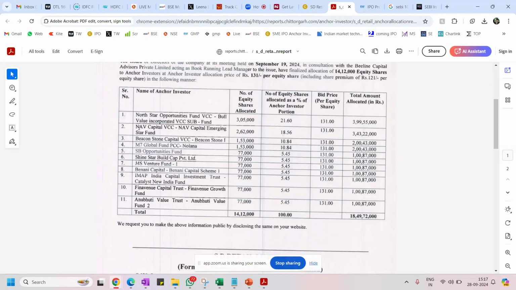Many of the others are, let's say, you and I can also participate, and we can give a name like this, FinaVenue or IMAP or Benani Capital, for example. Even though it's their name, in the end, it's our money which is being deployed through certain activities. But we will not be able to understand who is behind each of these. Certain names you'll be able to figure out based on the time that you spend in the market.